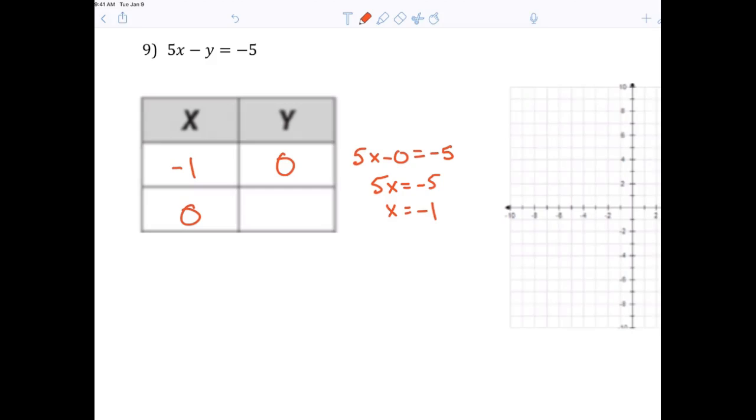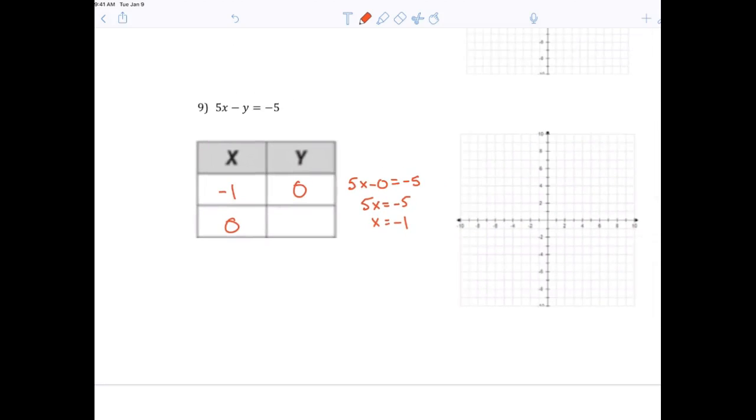Now I plug 0 in for what? Plugging 0 in for x. 5 times 0 minus y equals negative 5. Negative y equals negative 5, so y equals what? 5. Y equals 5. Right, so I have 0, 5. 0, 5.